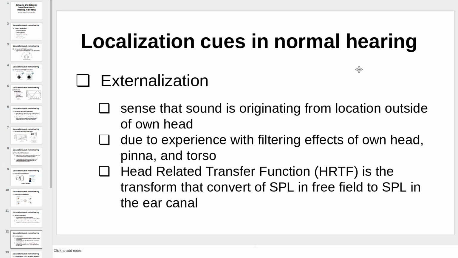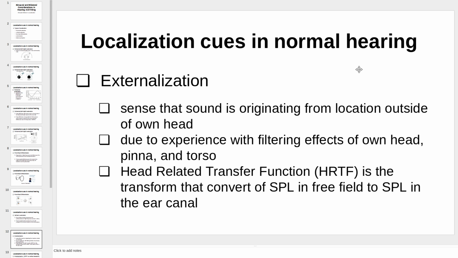And we also have externalization, where I have the sense that the sound is coming from somewhere other than inside our own head. The main reason we externalize sound is because of filtering effects of our own body. In particular, the spectral filtering effects of our head, our pinna, and our torso. The combined filtering effects of the head, pinna, and torso result in an individual's head-related transfer function.